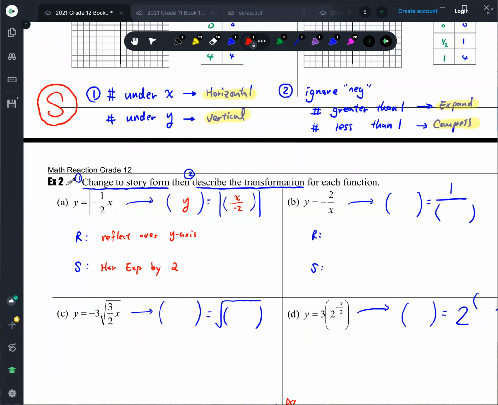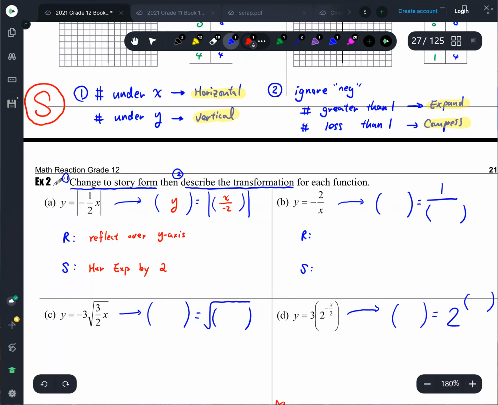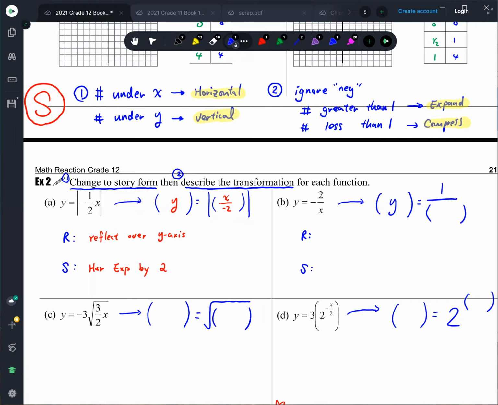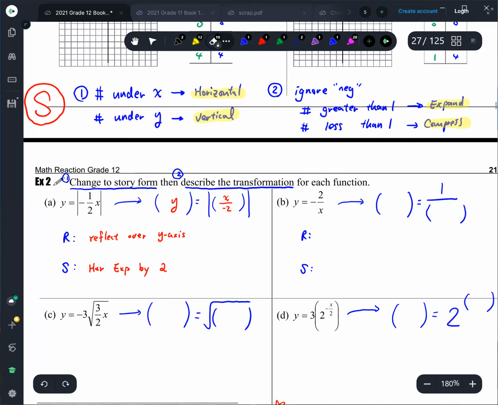Okay, and question B. Marcus, what do you think? What's the form? Y equals... I don't know, not sure about this. How about you, Lily? What do you think the story form is for B? I didn't get the story form for B.